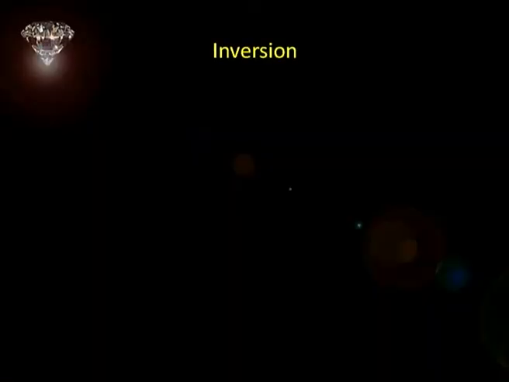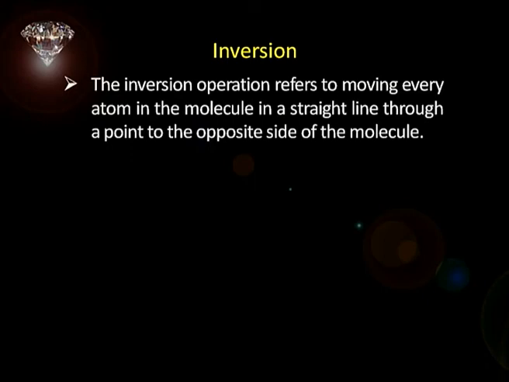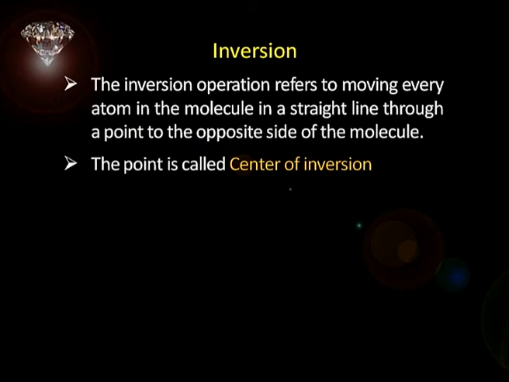Let us move on to yet another type of symmetry operation, which is called inversion. Basically, it refers to moving every atom in the molecule in a straight line through a point in the same molecule to the opposite side of the molecule, and this point through which we do this movement is referred to as the center of inversion.